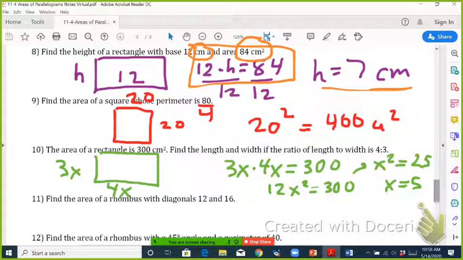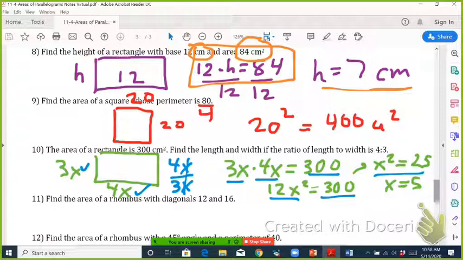Okay, number 10, we're given that the area of a rectangle is 300 square centimeters. We need to find the length and the width, and the ratio is 4 to 3. So what we could do is express the width as 4x and the length as 3x, because no matter what, if you divide 4x by 3x, the x's will cancel out and you get 4 over 3, which is a 4 to 3 ratio. So we do length times width, and we get 12x squared is equal to 300. Divide both sides by 12, we get x squared is 25. Take the square root, and you get x is 5.